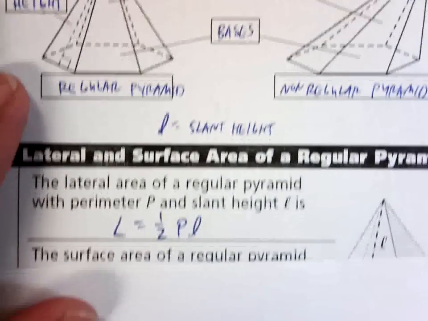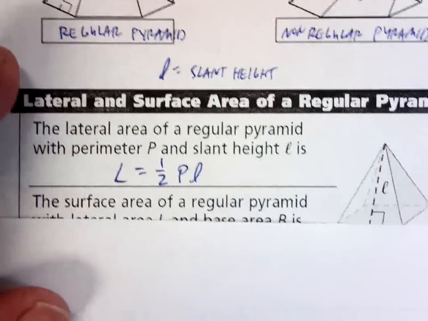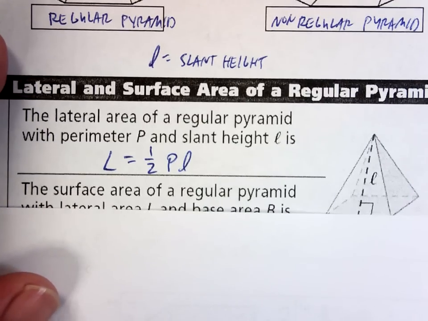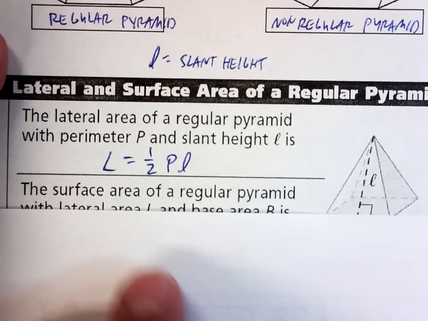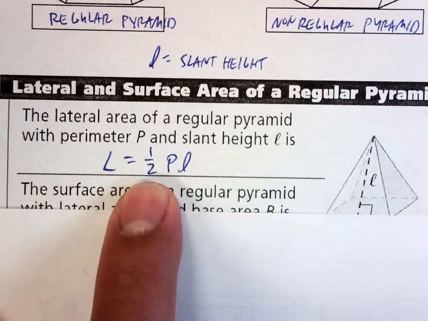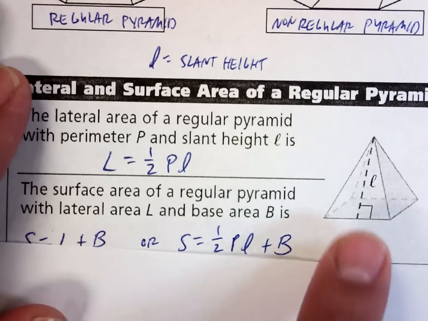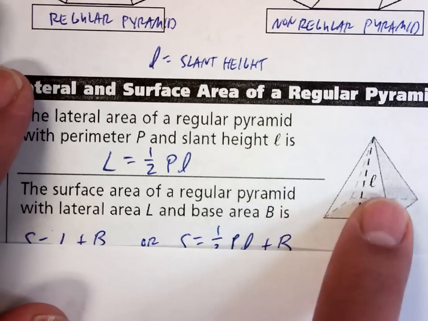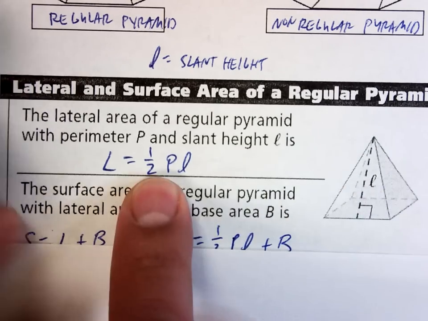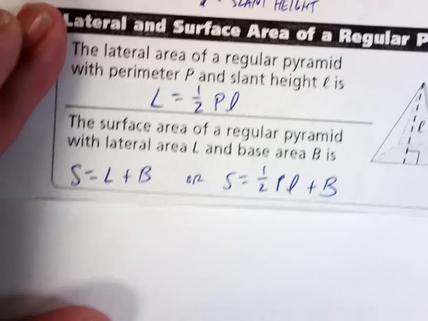Let's come down. So the lateral area of a regular pyramid with perimeter P and slant height L is, so lateral area is 1/2 the perimeter of the base times the slant height. And again, there is the slant height. It's not the one going straight up and down. So that's how you would get the lateral piece.